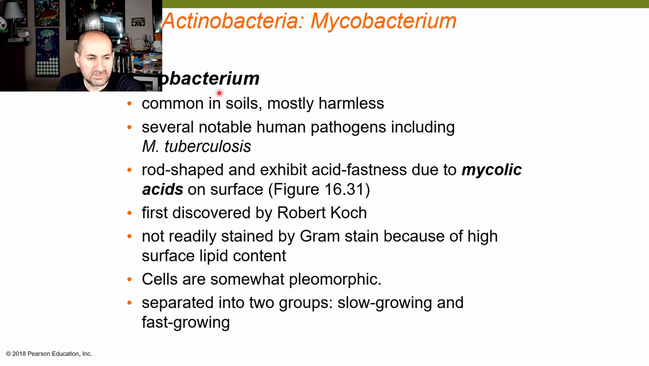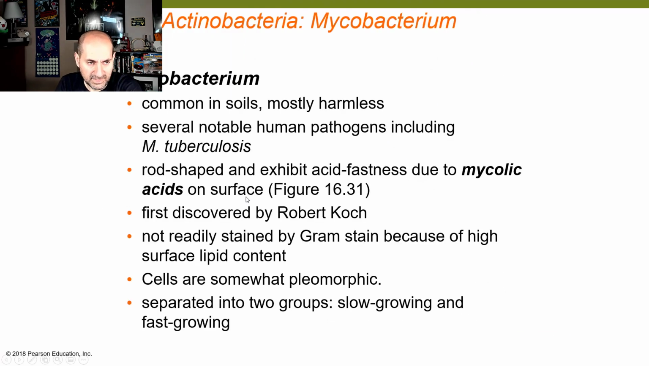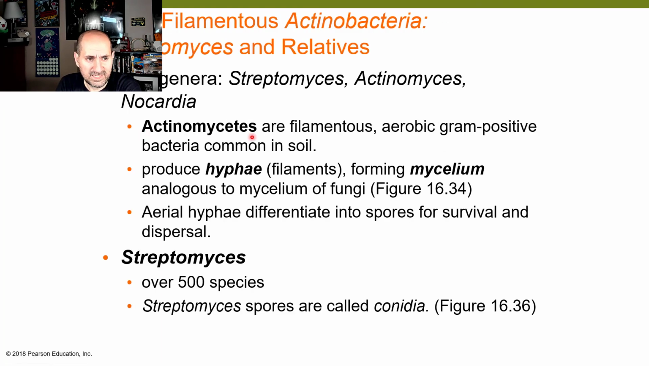The Mycobacterium, these are important to know about because they contain mycolic acids on the surface. This is that waxy substance that makes a bacterium acid fast. So please know that the Mycobacterium contain mycolic acids, and that's what allows them to be acid fast. And here's an example species, Mycobacterium tuberculosis, the causative agent of tuberculosis. Then you have the actinomycetes.